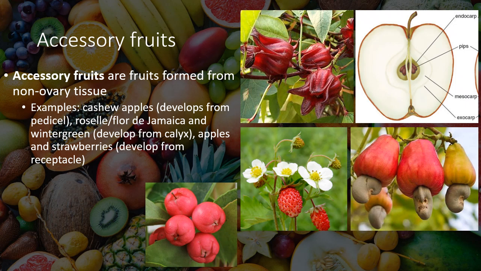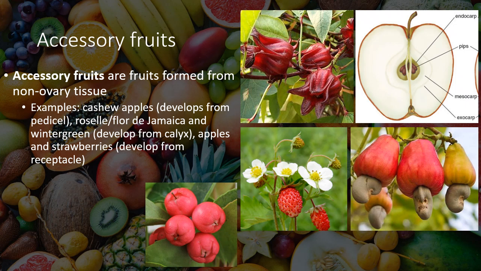And what cashews have decided to do is rather than develop a fleshy pericarp or fruit layers, they develop a fleshy pedicel or fruit stalk in order to attract animals to come consume that fruit. Strawberries are another good example of a species with an accessory fruit. They actually ripen the receptacle. So the receptacle is kind of the base of the flower that all of the floral whorls are anchored to. And the strawberry decides to grow the receptacle very large.